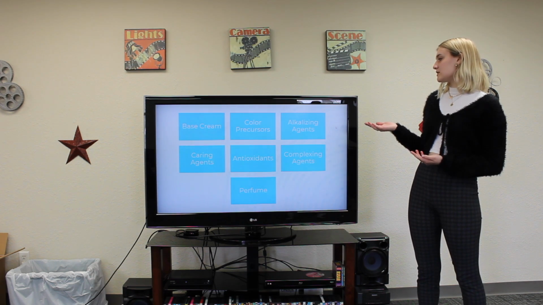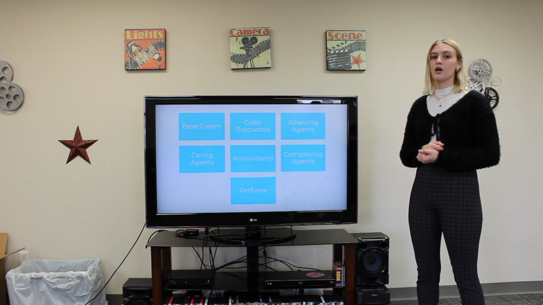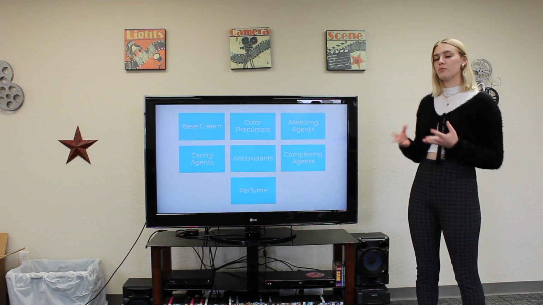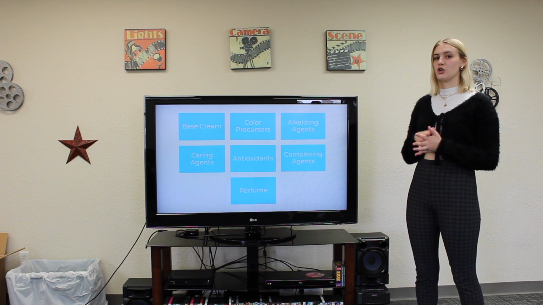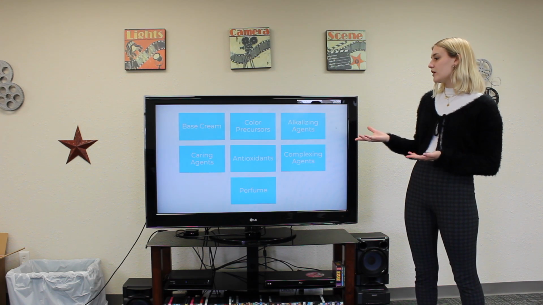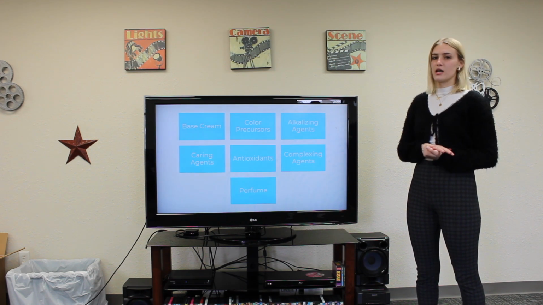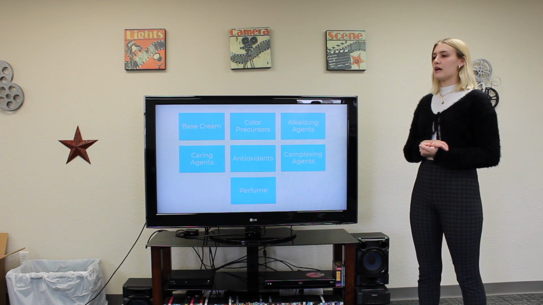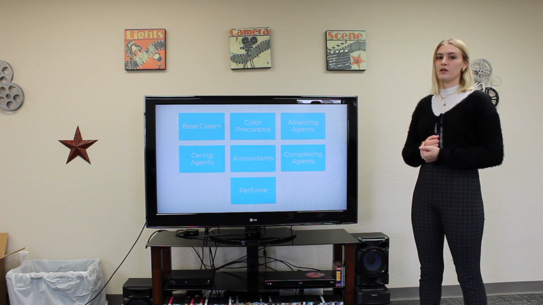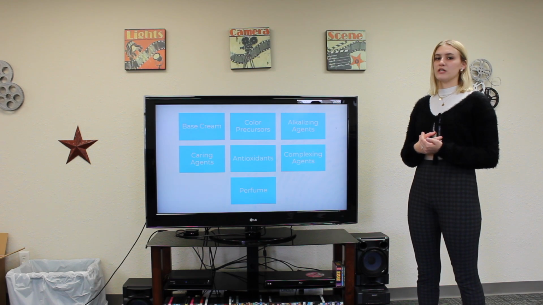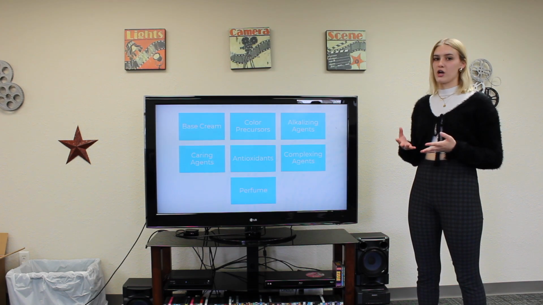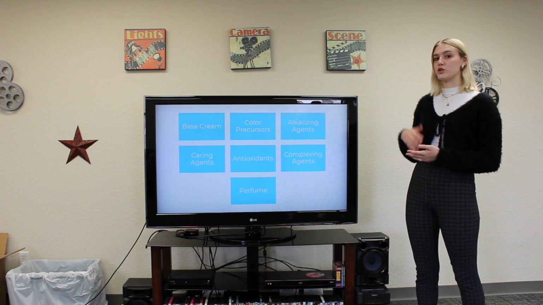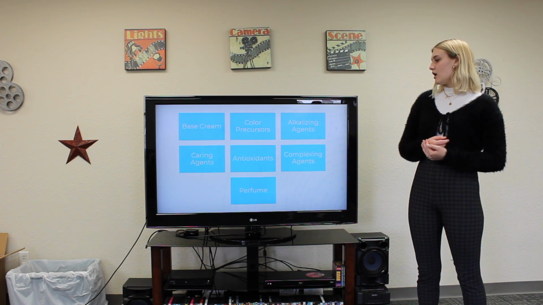And then our alkalizing agents, as Mary talked about before, this is usually ammonia. This is what opens up the hair shaft and allows the color to go inside. Your curing agents, those are the fancy things that companies put in your hair dye to kind of care for your hair. As we talked about earlier, this often leads to breakage and drying out hair. So this kind of keeps the hair moisturized as best as it can.